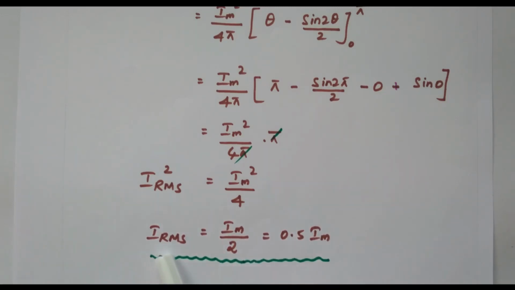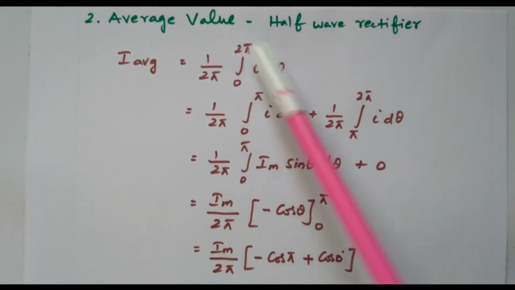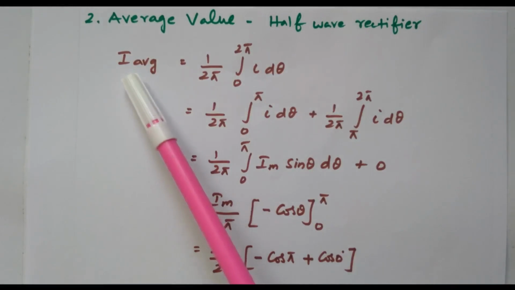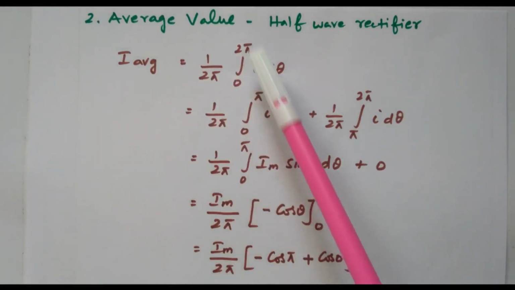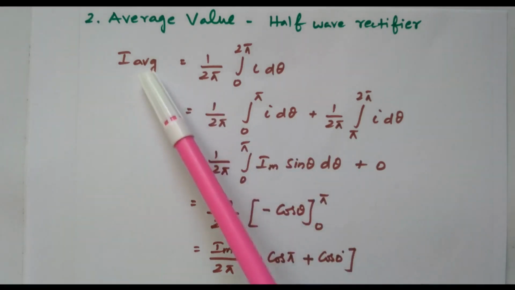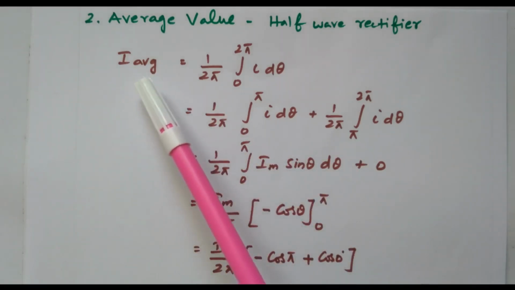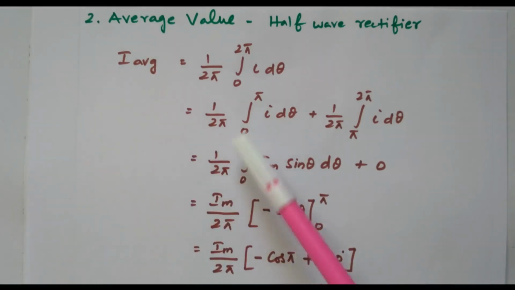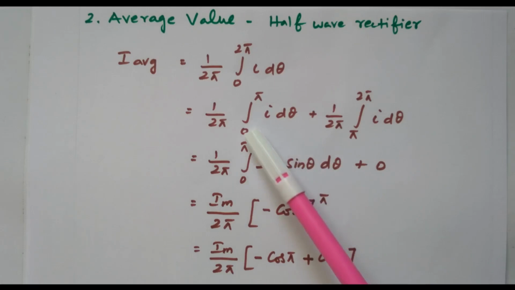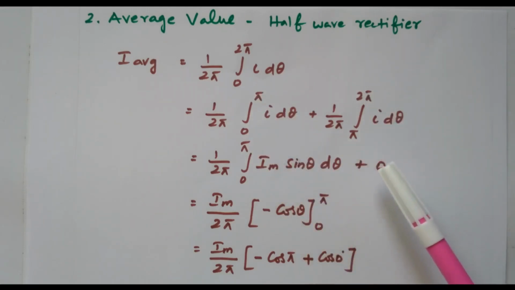Now we got the expression for I_RMS for the half wave rectifier. Now we'll go to the average value. What is the formula? I average equals 1 divided by 2π, integral from 0 to 2π of I dθ. Same thing, but here the square is not there. Previously we had RMS square, now we have the average value. So 1 divided by 2π will split into two integrals, 0 to π and π to 2π, I dθ and I dθ. From 0 to π, I is nothing but Im sin θ dθ. From π to 2π the current is not available, so it becomes 0.